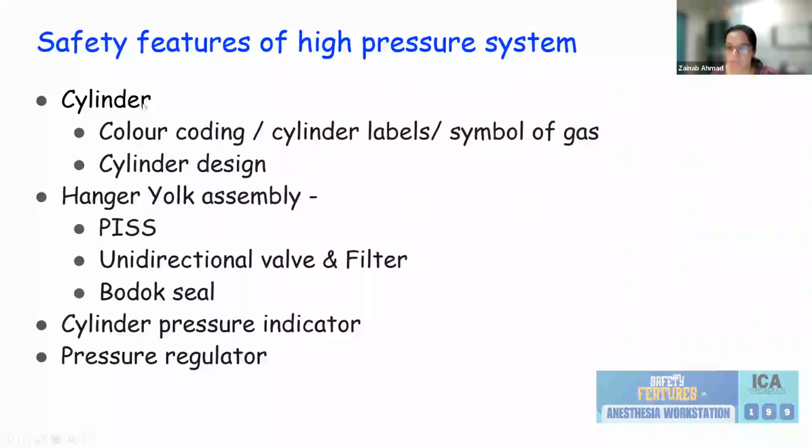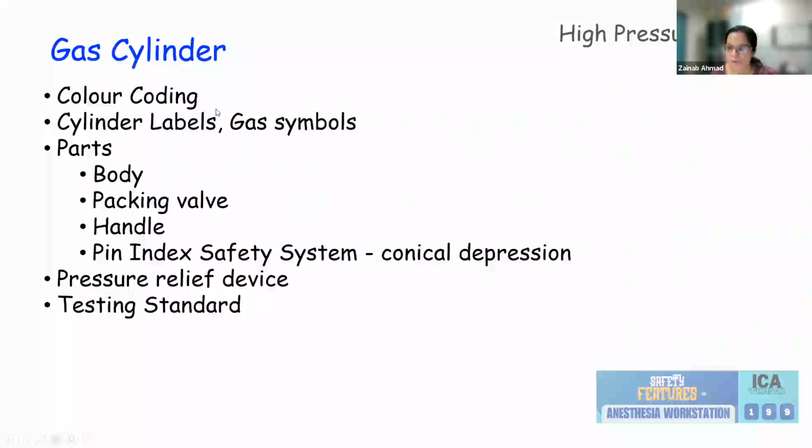There are different safety features for the cylinder, for the hanger yoke assembly, for the cylinder pressure indicator, and for the pressure regulator. First, we will look at the safety features of the cylinder. As such, the cylinder is not a part of the workstation, but it is an integral part of it in that the machine should not be used without a cylinder. That is why I have included the cylinder in this discussion.